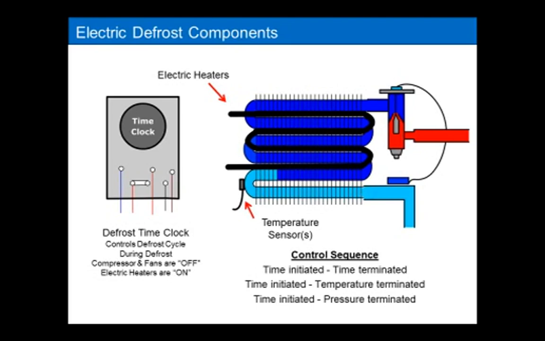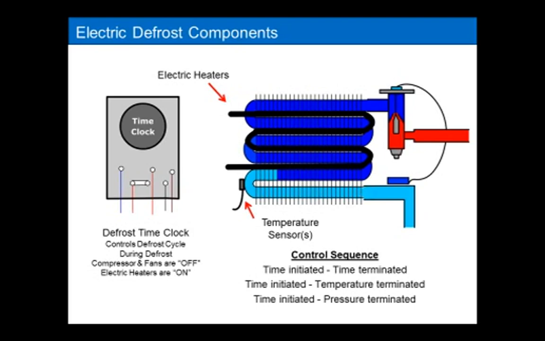And then one popular method of terminating defrost is by temperature. There's going to be a temperature sensor on the coil, and we're going to keep the unit in the defrost cycle. We're going to keep the electric heaters on, melting the ice or frost away from the coil. And when the coil temperature gets to a certain value, we're going to terminate defrost by temperature.